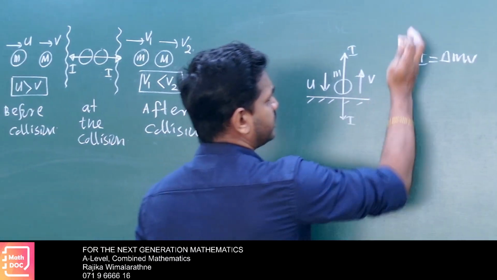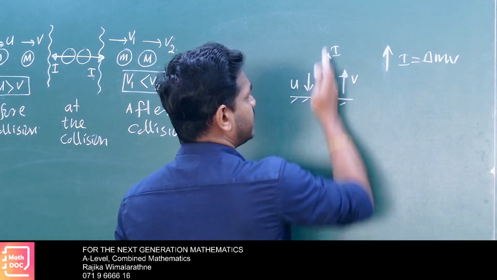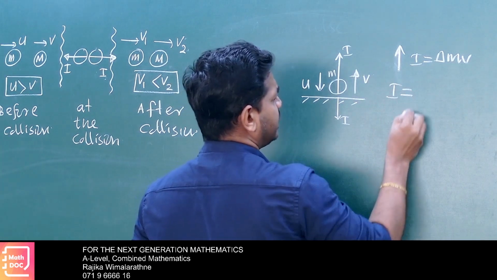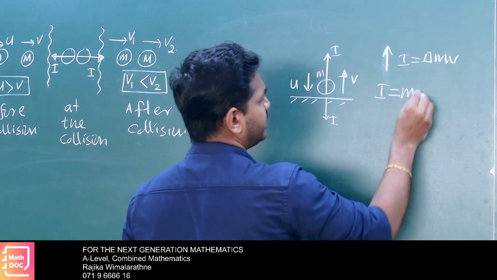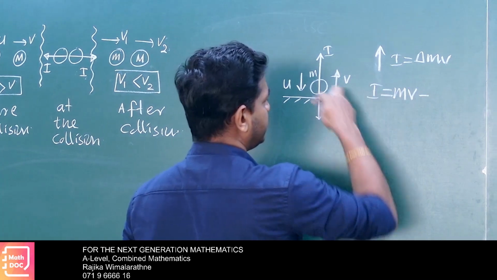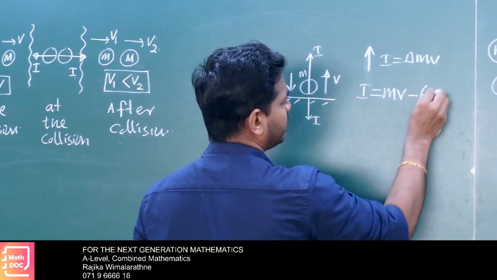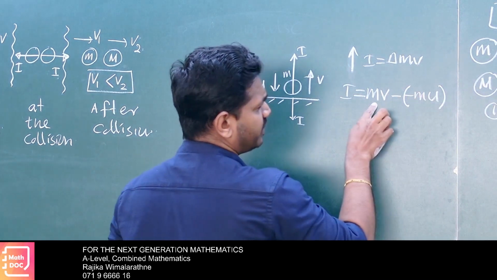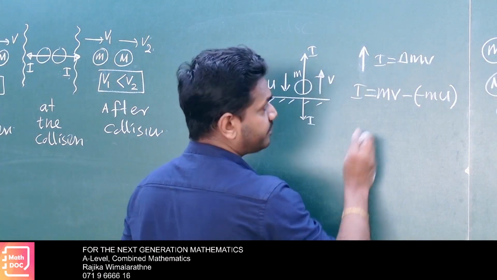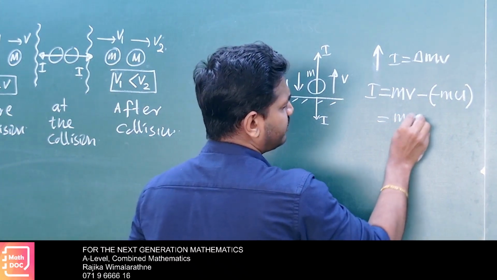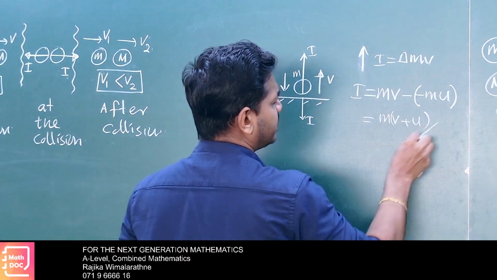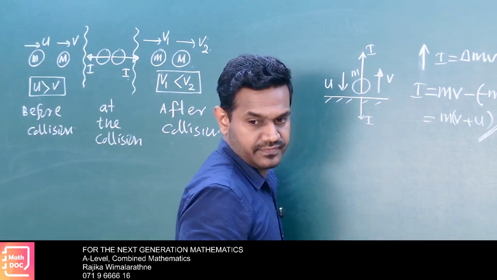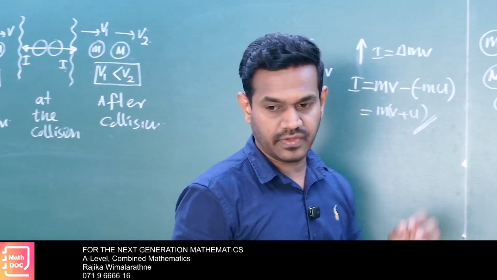Then let's mark upward. Then I equals final momentum, mv, minus initial momentum, minus mu in the opposite direction. Final momentum minus initial momentum. Then here mv plus mu. This is I now. That is I now. Okay.